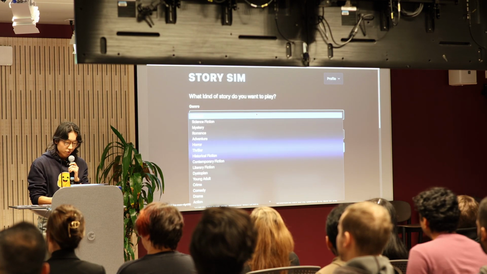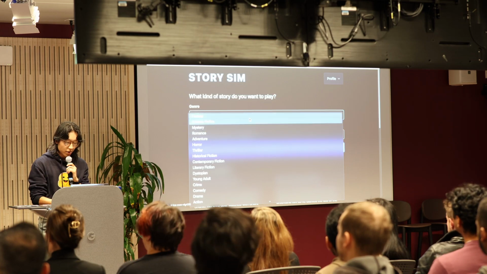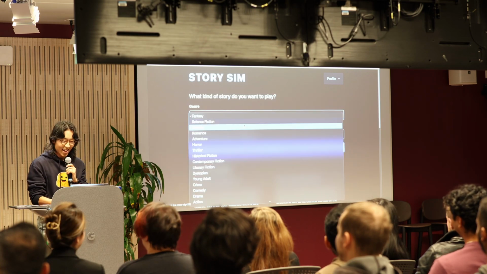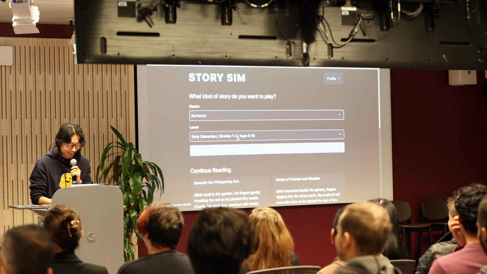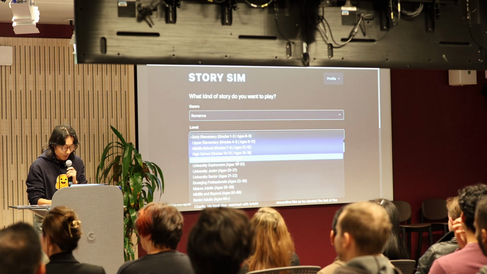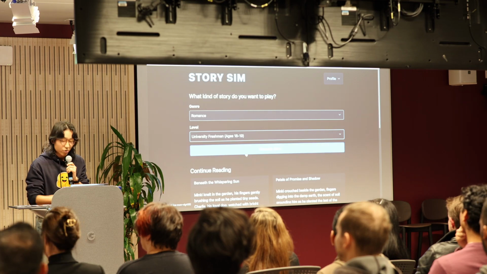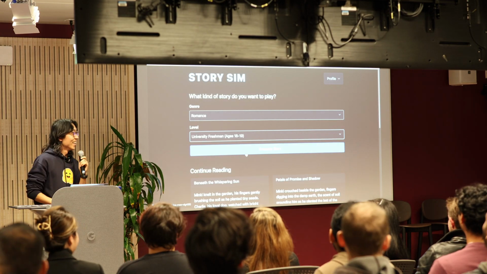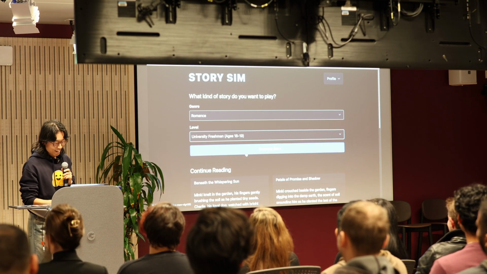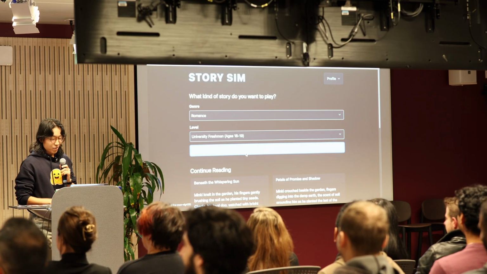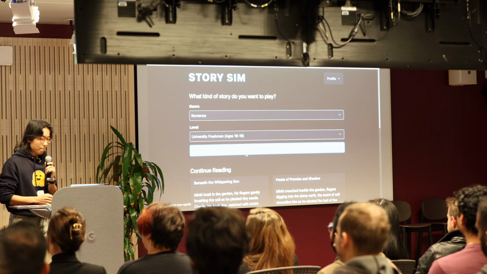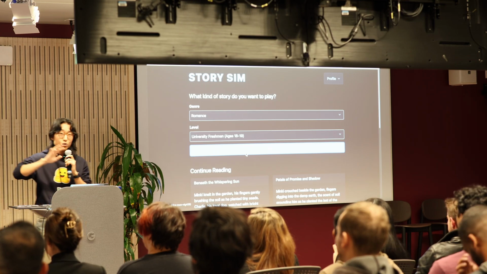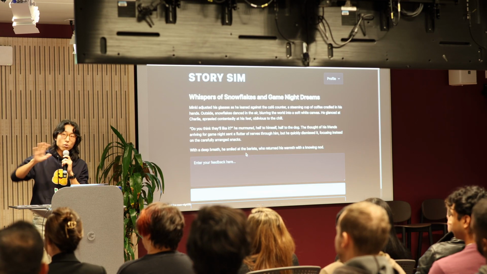So we have genres, and let's pick romance. Okay, I didn't put my wife there, but okay. Let's say university freshman. The level will be determined. Okay, so this app is deployed. I will share the link, and you can try it. I have two steps. The first step is creating the prologue.